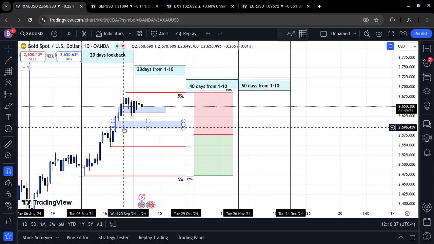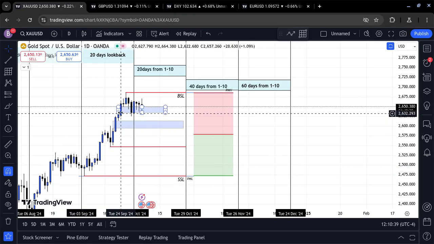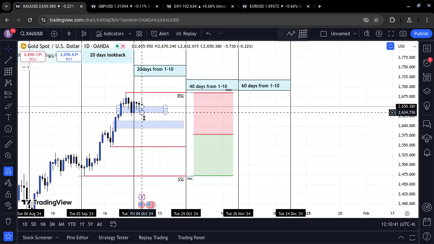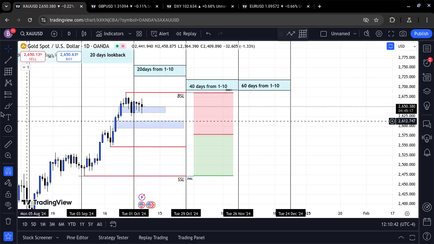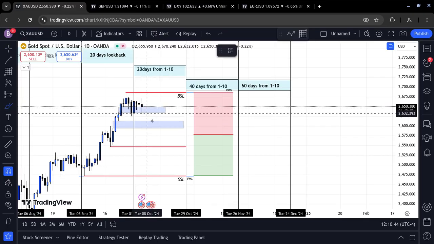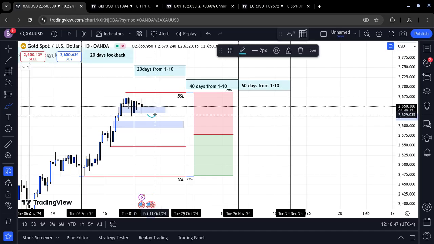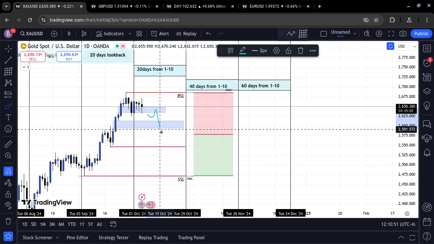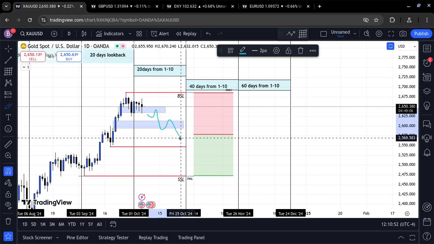Now in this FVG right here, if we close below this, for example like this, then this FVG becomes an IFVG. From here onwards, you can look for shorts. Then onwards, look for shorts towards the equilibrium or towards these lows right here.